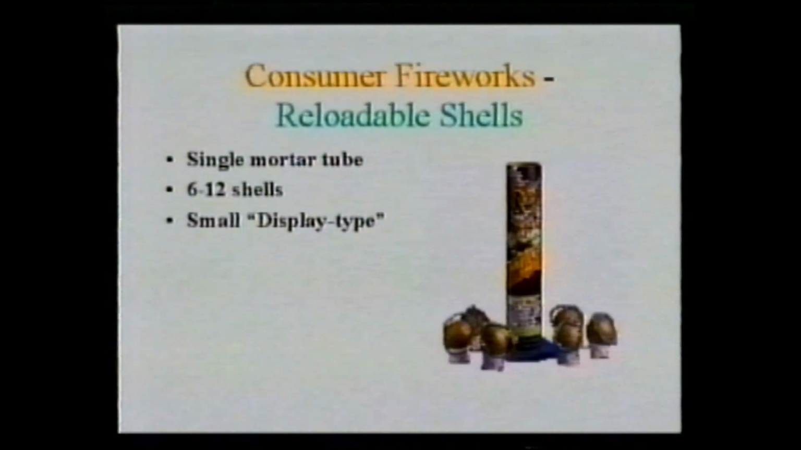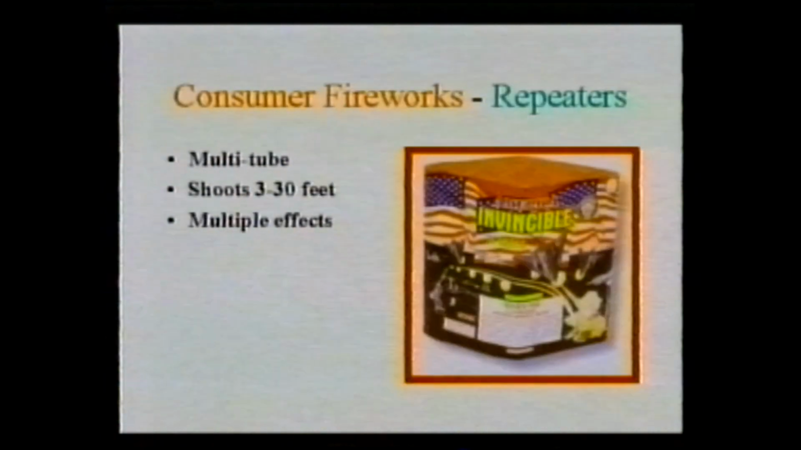The next step up from the single tube item is the reloadable shell. These come with a single mortar tube with 6 to 12 separate shells that are inserted into the mortar and shot off from there. These are small display type fireworks, and they can be very impressive.